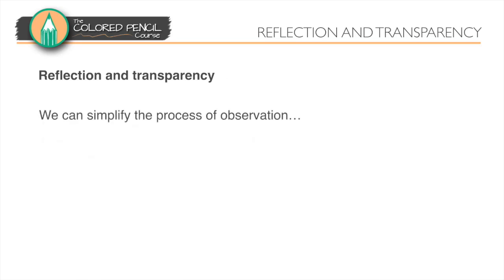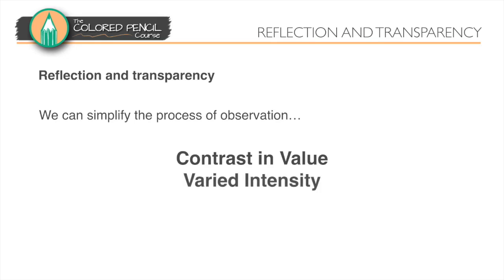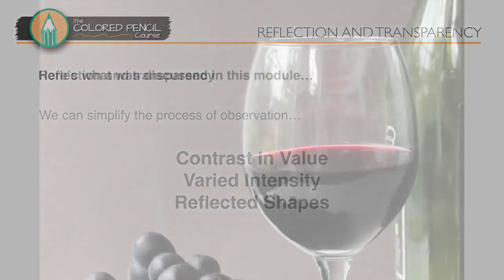We can simplify the process of observation into 3 basic categories. 1, we're going to be looking for contrast in value. We're also going to try to create varied intensities to create transparency, and we'll look for reflected shapes. We're going to be looking at all 3 of these things concurrently.